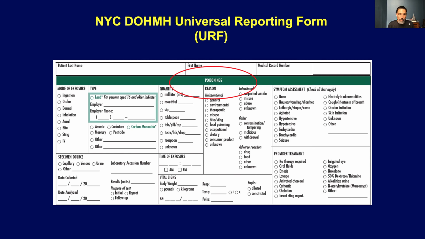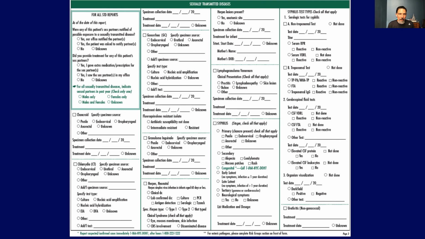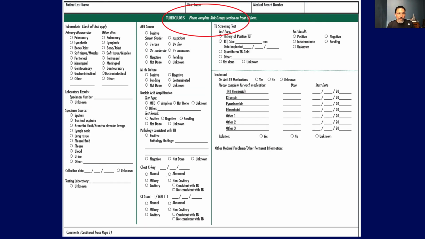Poisonings are also reportable on this form, and this is the section for poisonings. And there's an entire section that is related to sexually transmitted infections. Here they are trying to get some information from the providers, not so much epi information, but did they provide treatment for any of the patient's sex partners in addition to the patient themselves? And here's an entire section for tuberculosis.